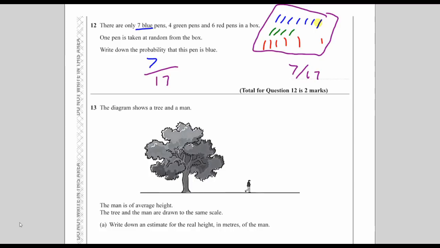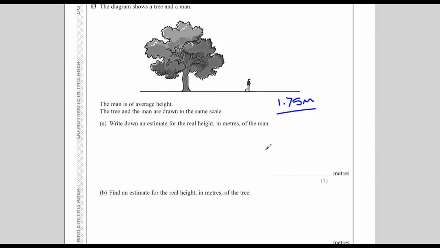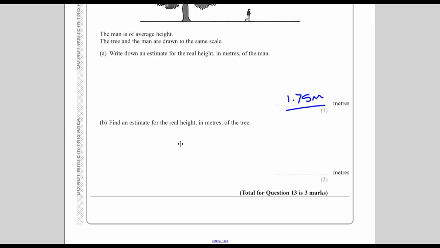Now, if you've measured yourself lately, you might know how tall you are in meters. It's useful to have a good idea of about how tall people are in meters. If you see a very tall person, they could be 2 meters. A shorter person could be down to 1.5 meters. We're going to say 1.75 meters as our estimate. You wouldn't have to say that exactly in your exam, but it would have to be somewhere between 1.5 meters to 2 meters. Find an estimate for the real height in meters of the tree.